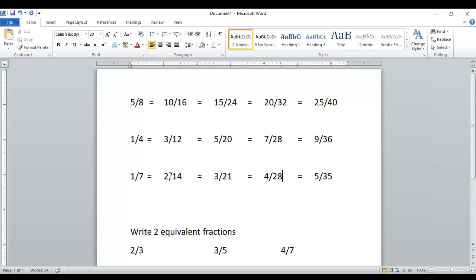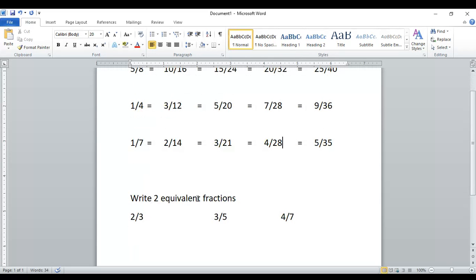1 times 2 is 2. 7 times 2 is 14. 1 times 3 is 3. 3 times 7 is 21. 4 times 1 is 4. 7 times 4 is 28. 1 times 5 is 5. 7 times 5 is 35. So you're going to have similar problems to that on your worksheet. Look for the patterns. Use multiplication to help you as well. And then these fractions here are all equivalent because they stem from this same original fraction.